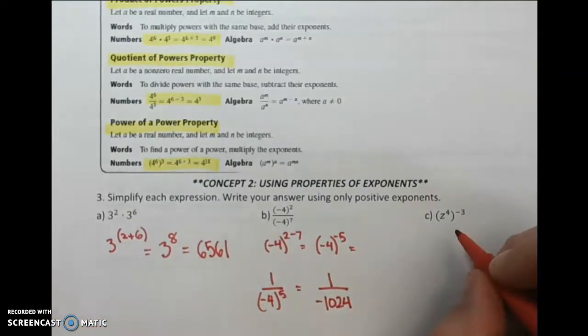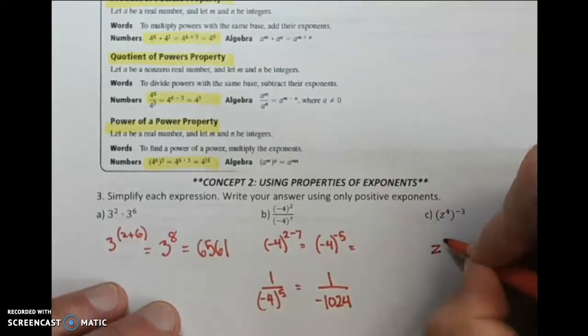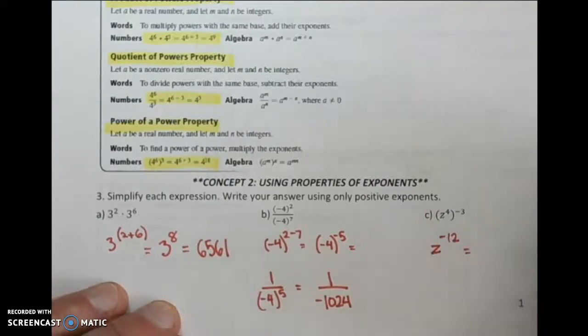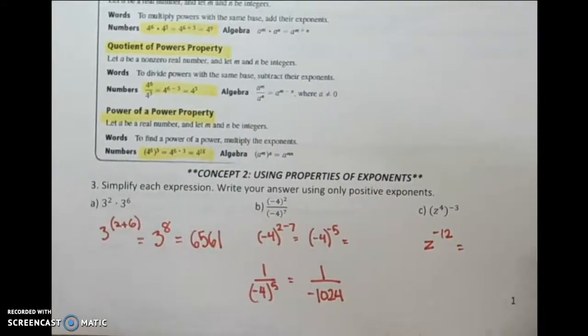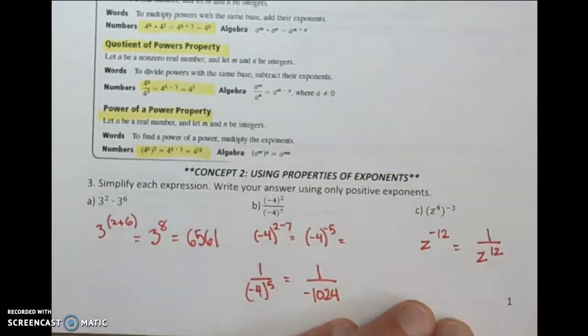And C, z to the 4th power, all that to the power negative 3, is z to the negative 12th power. But we write using positive exponents to simplify. So what I would do is 1 over z to the 12th power.